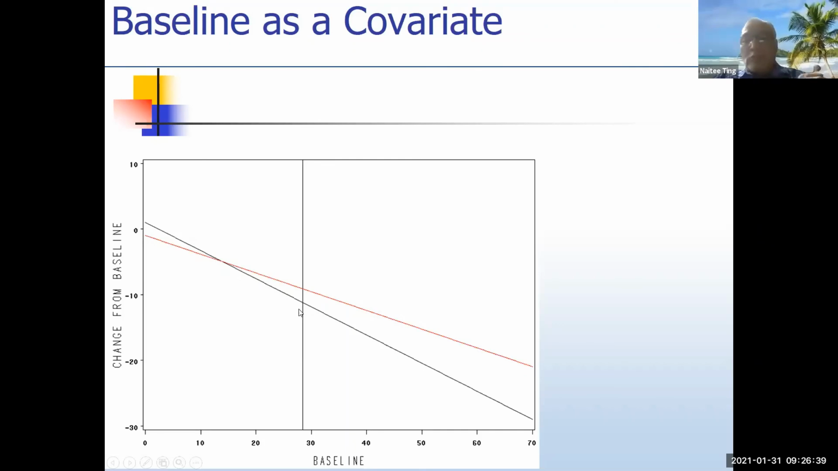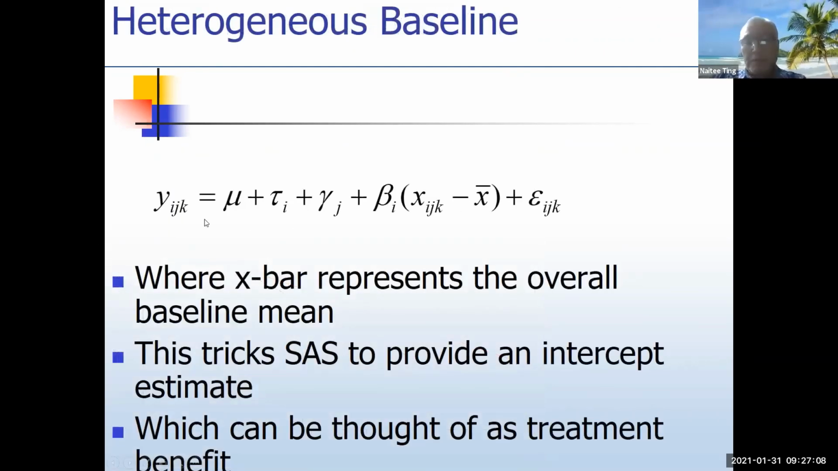Now, the question is that when you run SAS, it will give the intercept when X equals 0. So when you run SAS, you include this model, SAS will give you this difference. But this difference is not what you want. You want this difference. So how do you trick SAS to give you what you want? So you just subtract the baseline mean of all baselines. And you just shift these 2 lines to here to be 0, and they'll give you this. So that's how you write that model. All right. So for heterogeneous slope model, you write it this way. Okay.